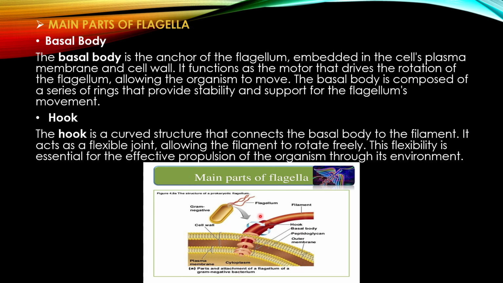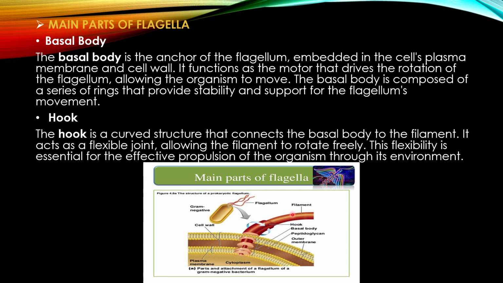And then next, this part is the hook. The hook is a curved structure that connects the basal body to the filament. It acts as a flexible joint, allowing the filament to rotate freely. This flexibility is essential for the effective propulsion of the organism through its environment. Okay, and this part is the one which connects the filament and the basal body.